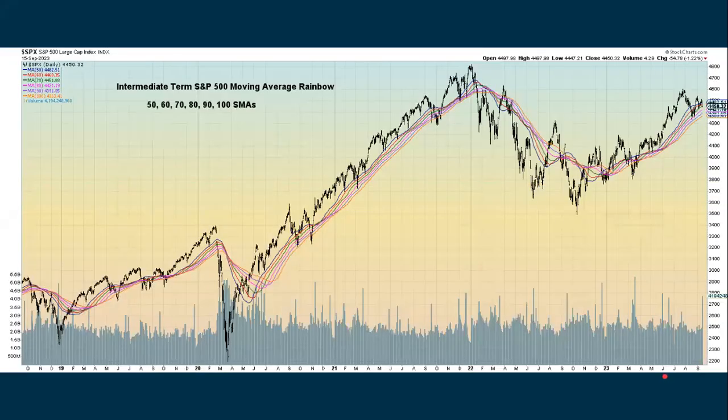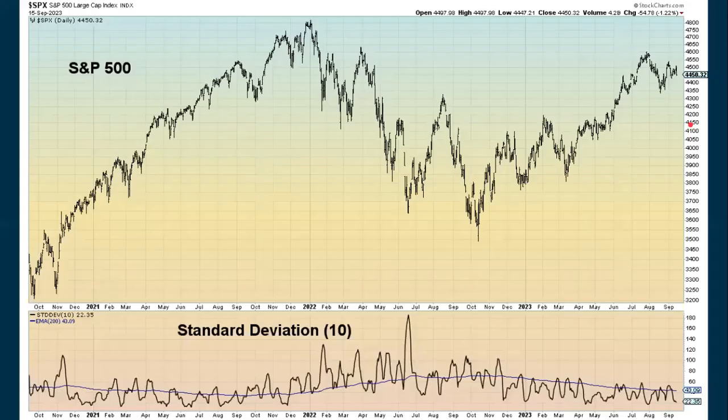The intermediate term rainbow goes from 50 periods up to 100. We're still up near the higher end of the rainbow, and these lines are still fairly smooth overall. So it doesn't look like we're really falling apart in the intermediate term. We're just seeing more of a pullback.